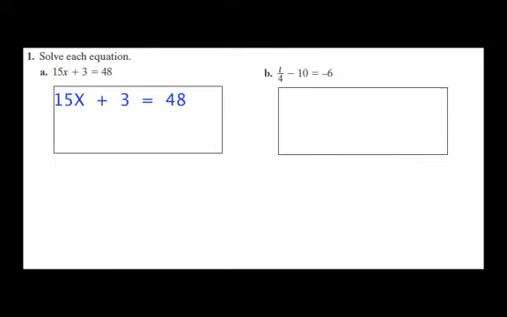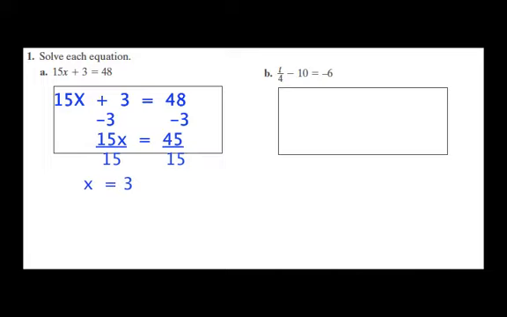For problem 1a, we have 15x plus 3 equals 48. The first step we have to do is deal with any addition and subtraction. In this case, we are adding 3 to the variable. So to undo that, we're going to subtract 3. So then we end up with 15x equals 45. Now we have to divide by 15. Divide both sides by 15. We're left with x on the left, and 45 divided by 15 is 3.